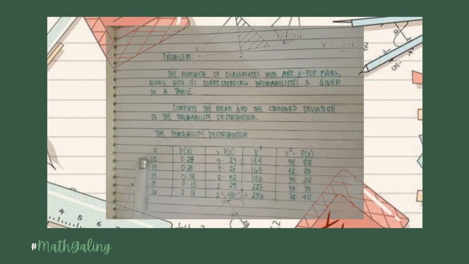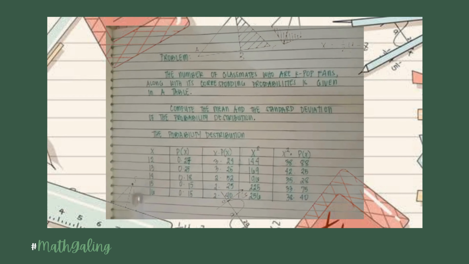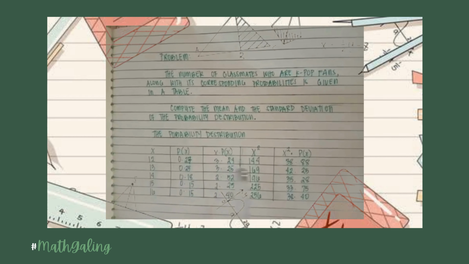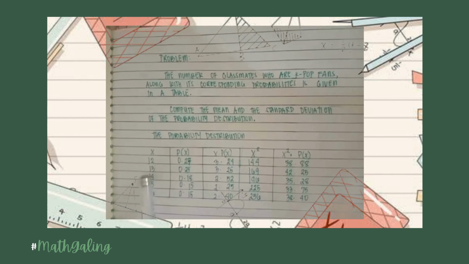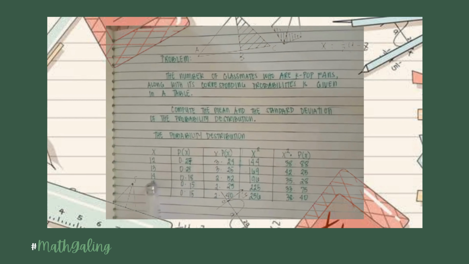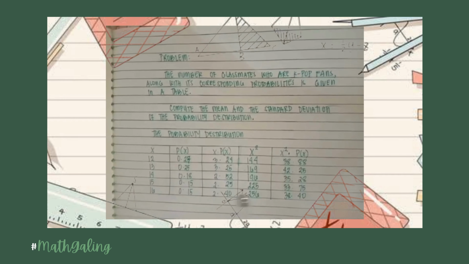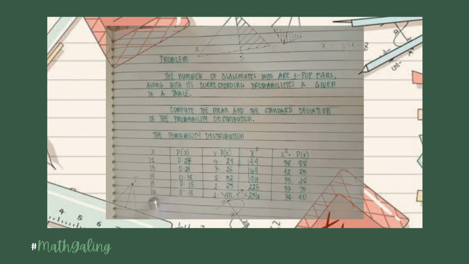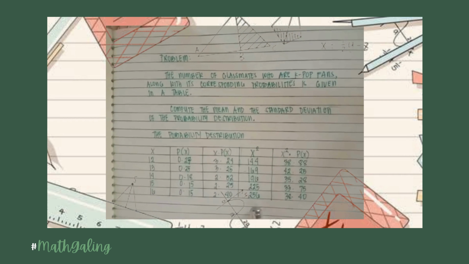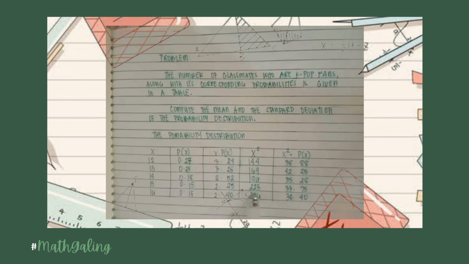So, X times X: 12 times 12 equals 144. 13 times 13, 169. 14 times 14, 196. 15 times 15, 225. And 16 times 16, 256. So, multiply these two.